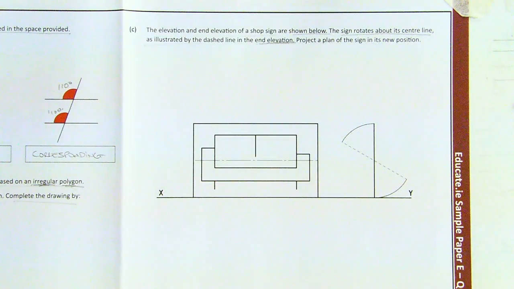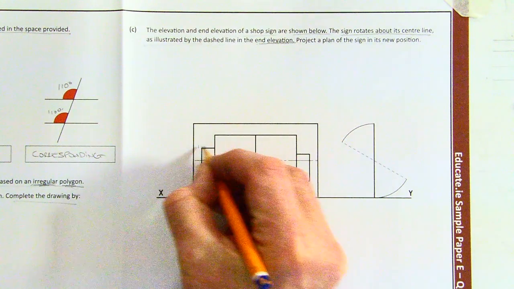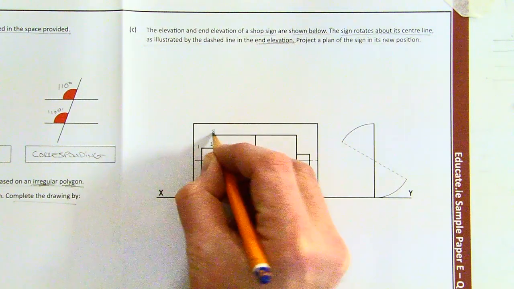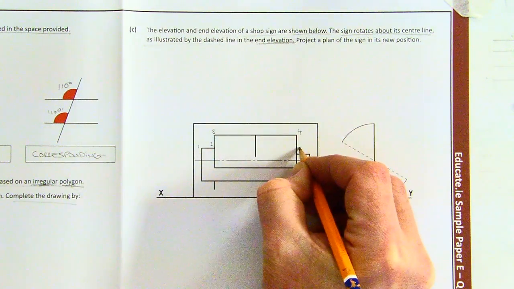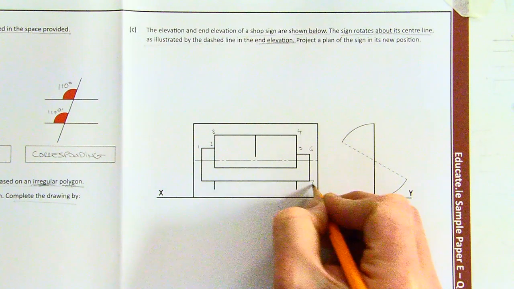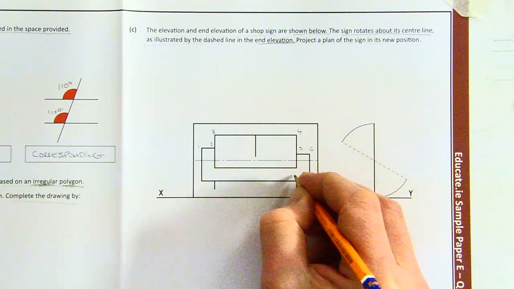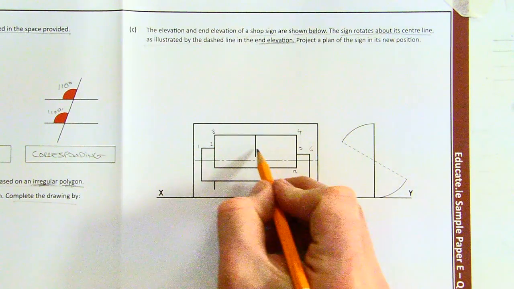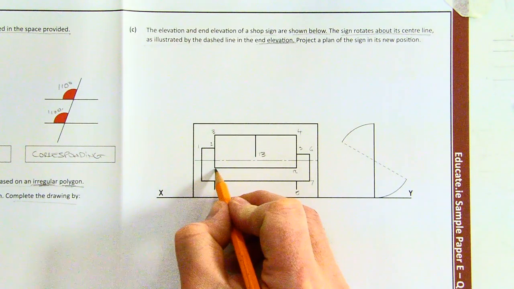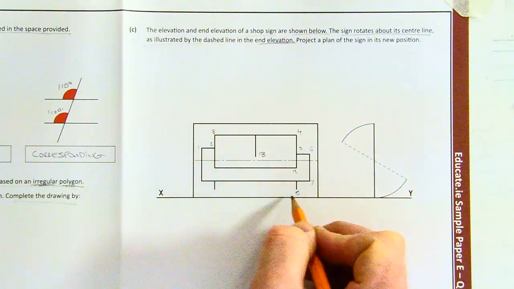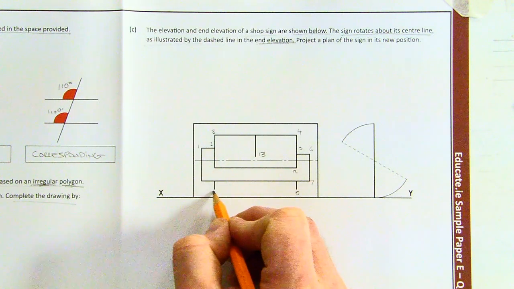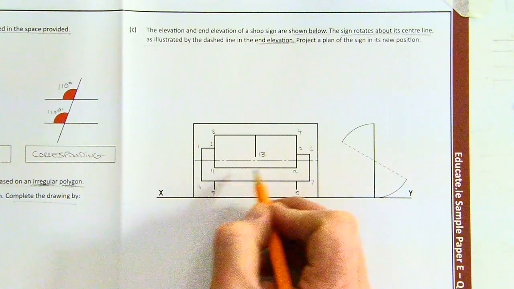So if we take, we're going to label these points 1, 2, 3, 4, 5, 6. Now you don't necessarily have to do this in an exam, all right? But it's just going to help me illustrate these as we rotate them around. So 7, 8, 9, 10, 11, and 12.